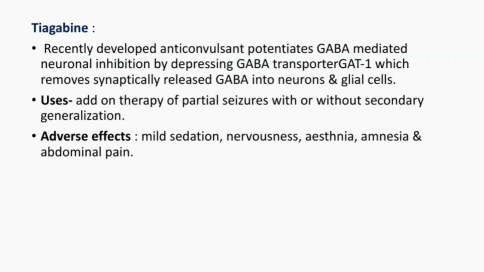Next anti-epileptic drug is tiagabine. It is a recently developed anticonvulsant that potentiates gamma-aminobutyric acid mediated neuronal inhibition by depressing gamma-aminobutyric acid transporter GAT1, which removes synaptically released gamma-aminobutyric acid into neurons and glial cells. Uses: add-on therapy of partial seizures with or without secondary generalization. Adverse effects: mild sedation, nervousness, asthenia, amnesia, and abdominal pain.